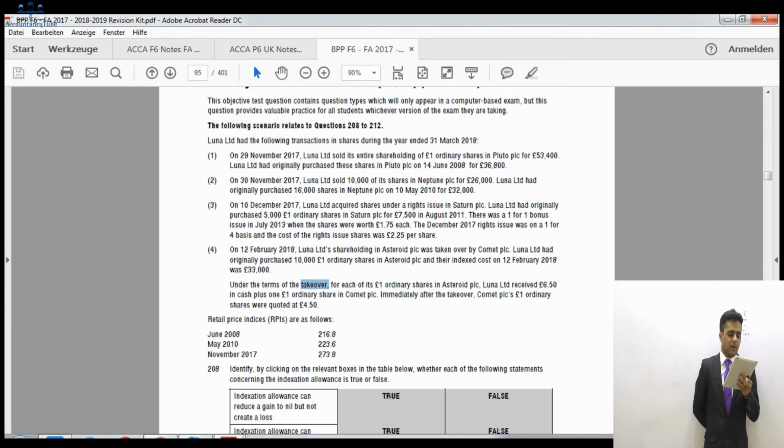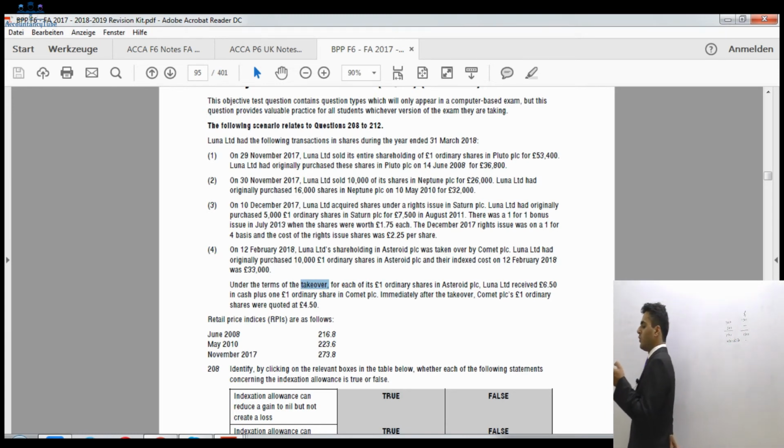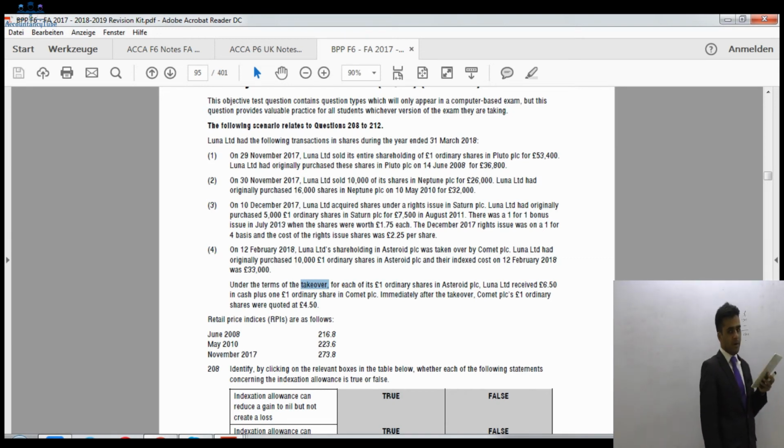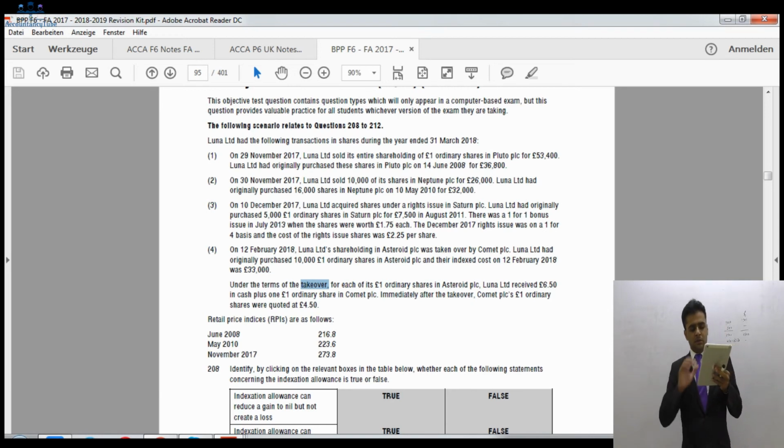Latest RPI, in this case, is 273.8, less the earliest RPI, which is on 14th of June 2008, 216.8, divided by our earliest RPI. So that will give us the indexation factor, which we will multiply by the cost of 36,800. I hope that you got it.